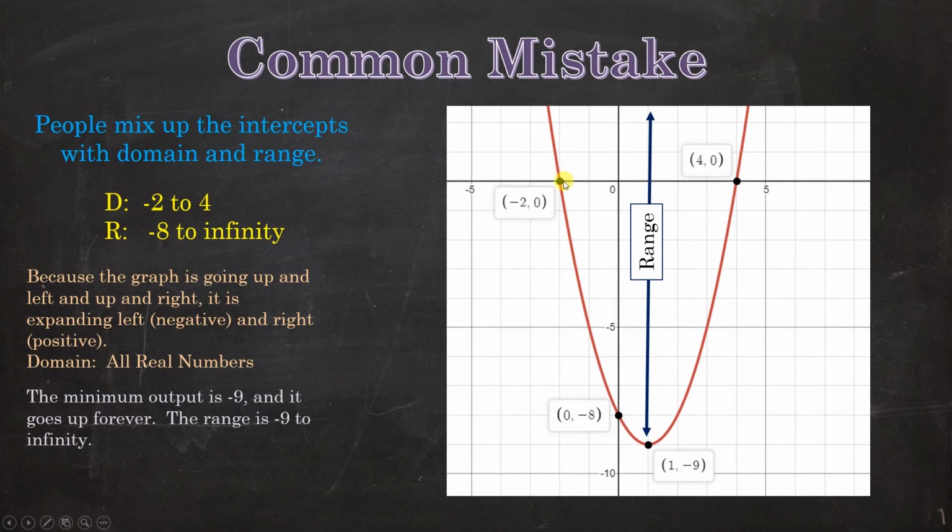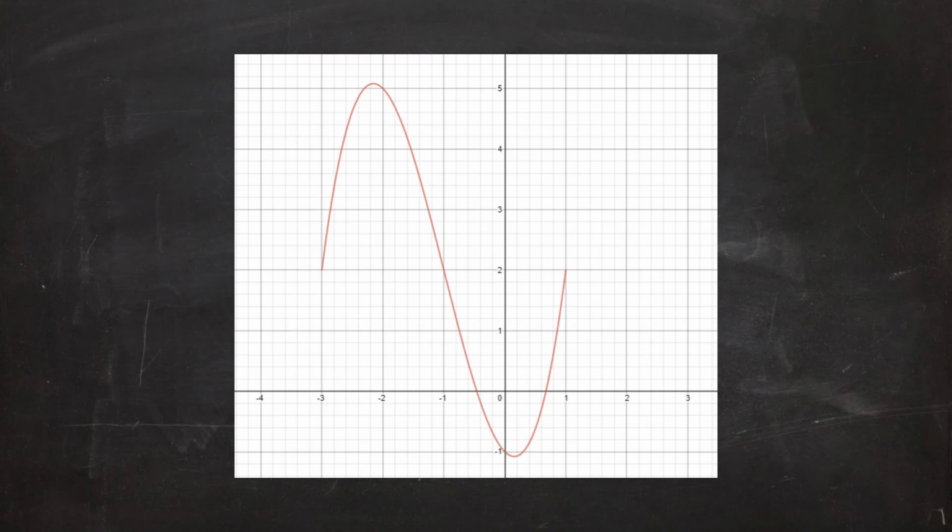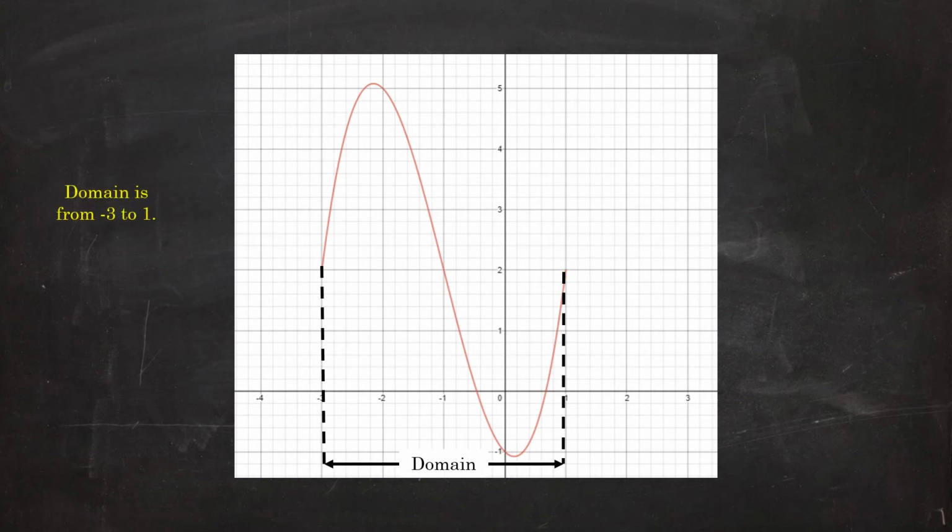So the domain is all possible inputs, and the range is all possible outputs. Let's see another example, shall we? This one's a little different than all of the others because it stops here on the left and it stops here on the right. So our domain is a set of all possible inputs, and it looks like we're bound on the left at -3 and bound on the right at 1. So our domain is going to be from -3 to 1.